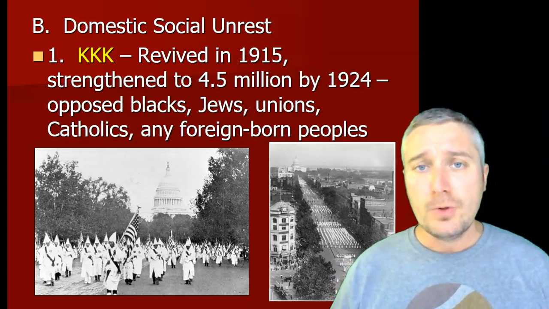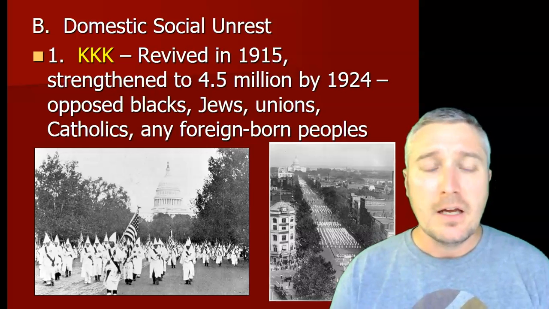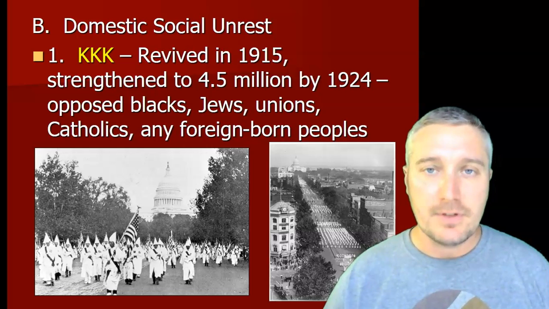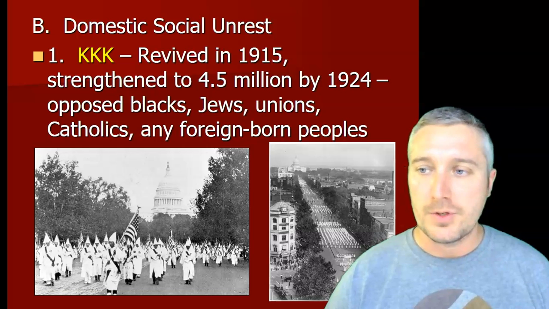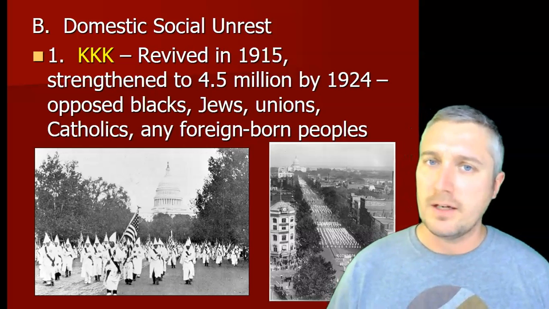The Ku Klux Klan is going to be revived in the 1920s, and frankly, it is stronger than ever before. There have been kind of different phases of the Klan. After the Civil War, it was kind of primarily in the South, and it was mainly to keep the Southern way of life.